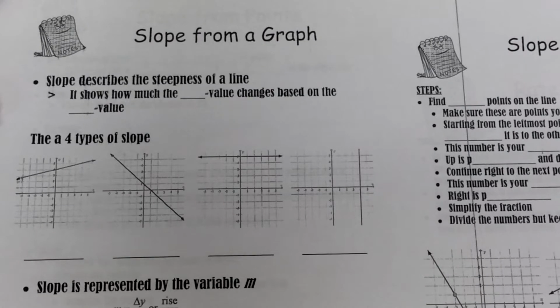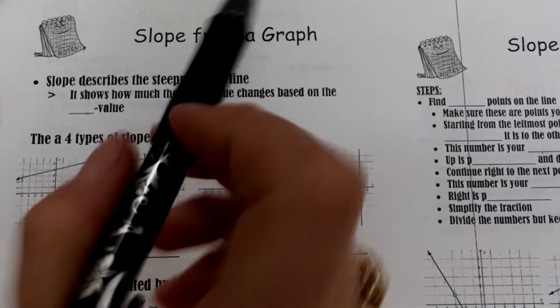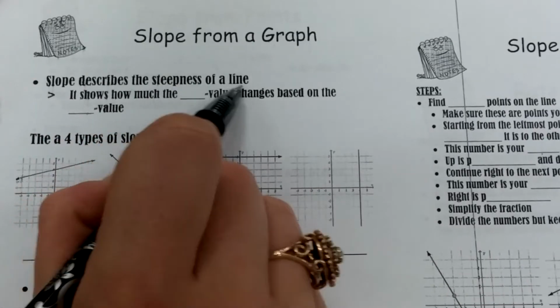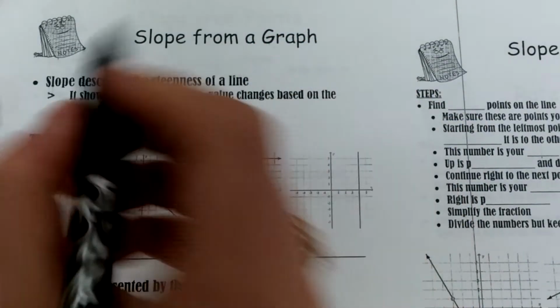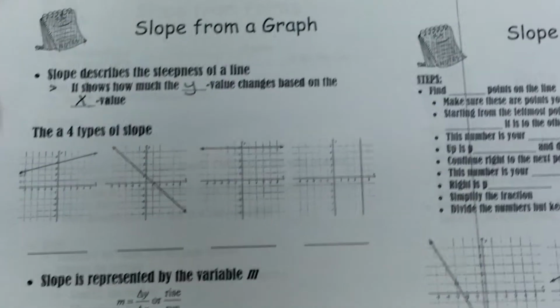In this video, we're going to learn how to find slope from a graph. Slope describes the steepness of a line. It shows how much the y value changes based on the x value. There are four types of slope.